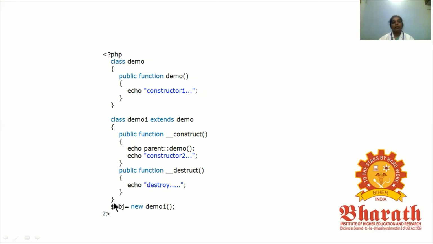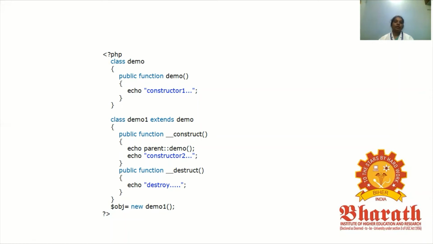Now look at the second class we have. Demo one is the derived class. Demo one extends the demo class. So demo is the base class and demo one is the derived class. Look at the methods inside of demo one. Inside of demo one we have two methods: one is a constructor, another one is a destructor.